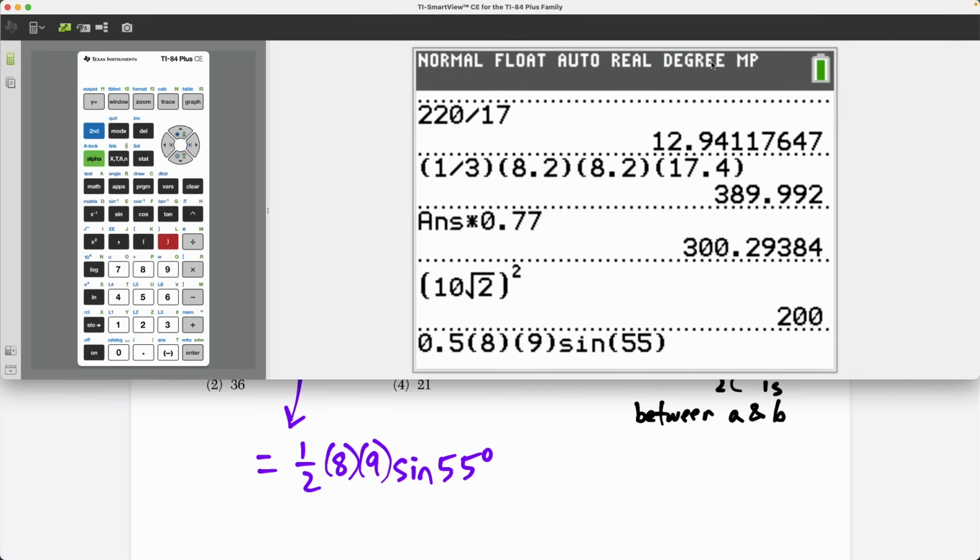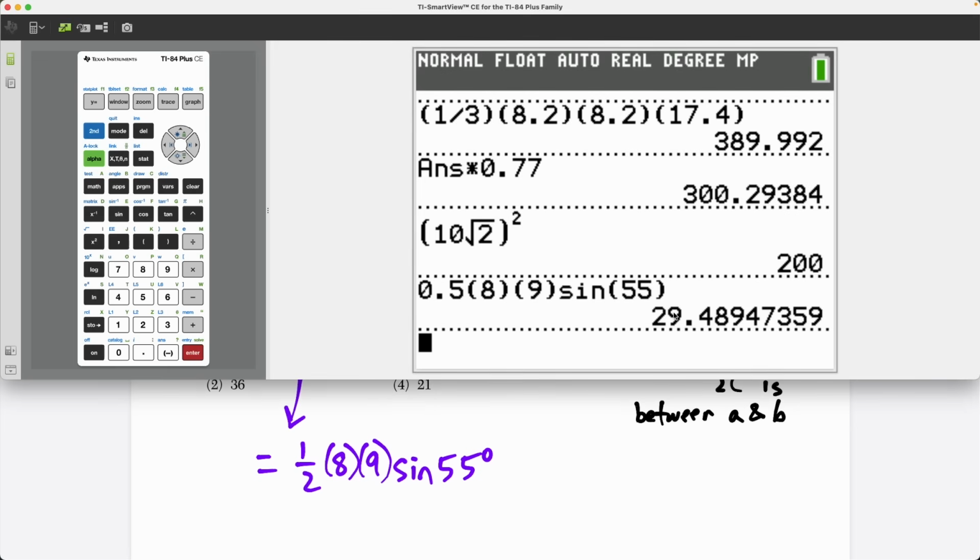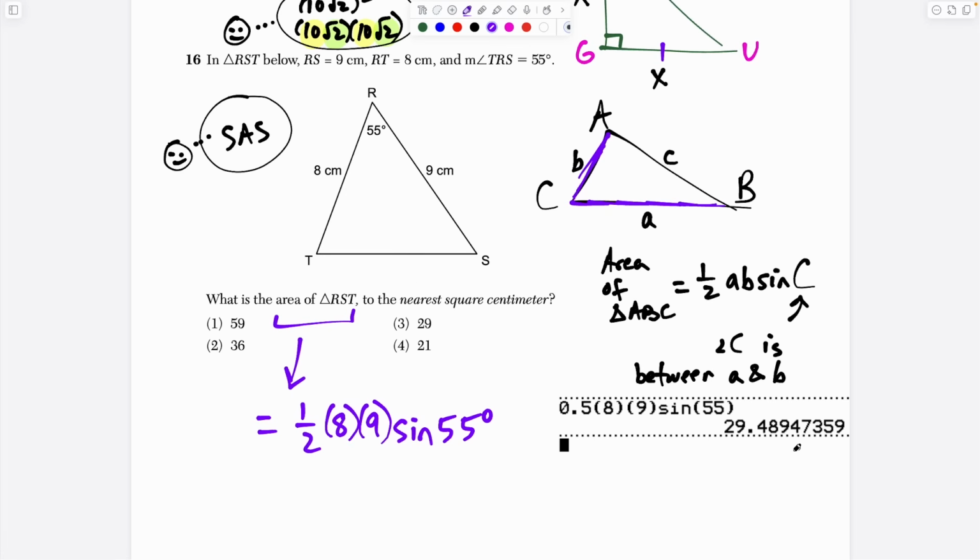And I just look at the top here. Notice I still am in degree mode, so stay in degree mode for this. We press enter, and this gives us the area. So to the nearest square centimeter, that's to the nearest whole number, we look at the 9 in the ones place. To the right is a 4, so we round down to 29. Choice 3 is our answer.